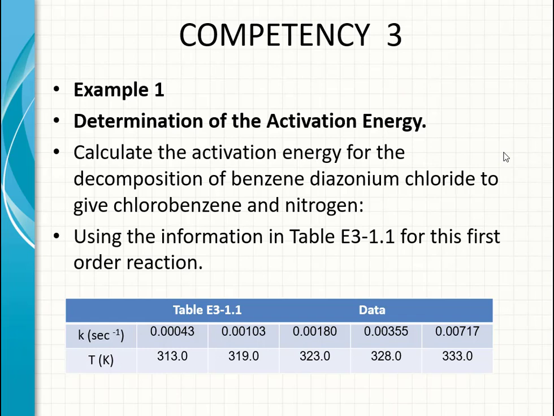Using the information in table E3/1.1 for this first order reaction. So here we have the table in which in the first row we have the rate constant in seconds to the -1, and in the second row we have the temperature in degrees Kelvin.